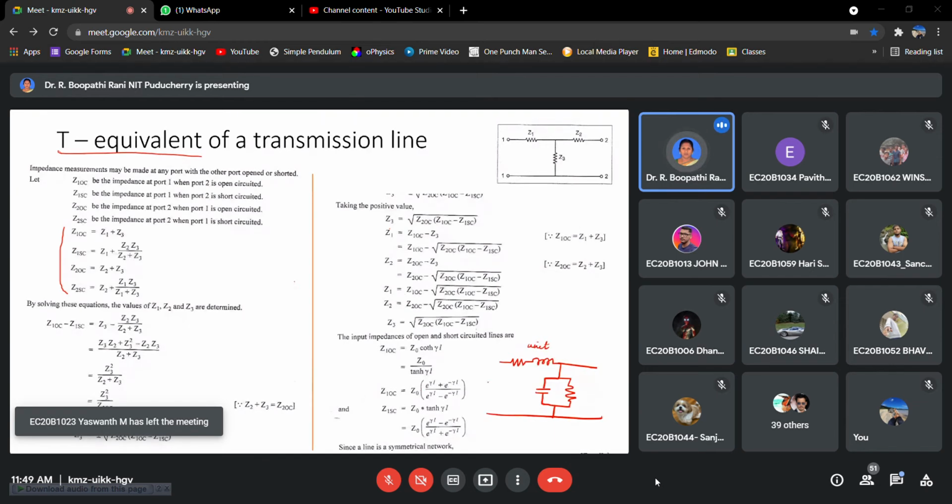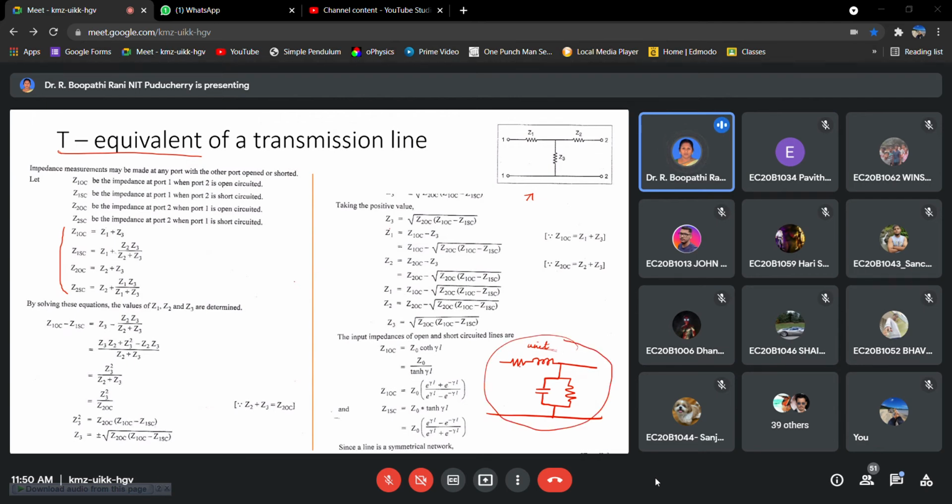These can be symmetrically drawn in this way also, without mentioning R and L. Simply we can draw the section symmetrically like this. Z1, Z2 are present on the series arm, Z3 as the shunt arm. This way we are taking. So leave this circuit, at the end we will discuss the concept again.